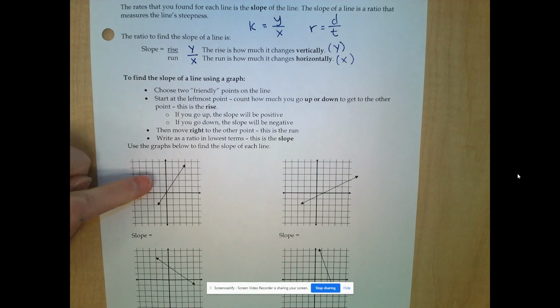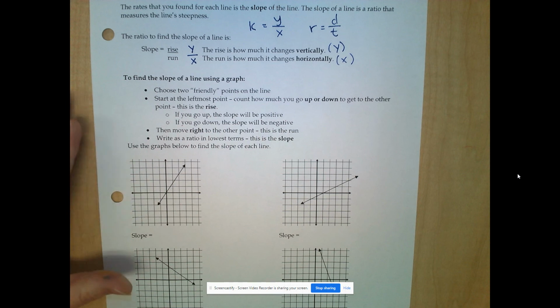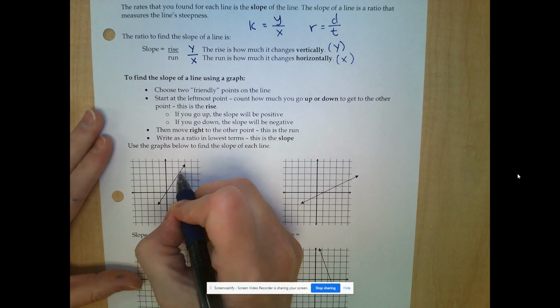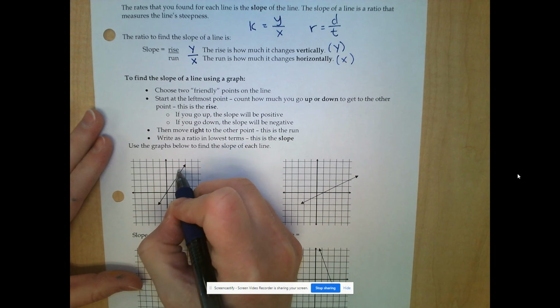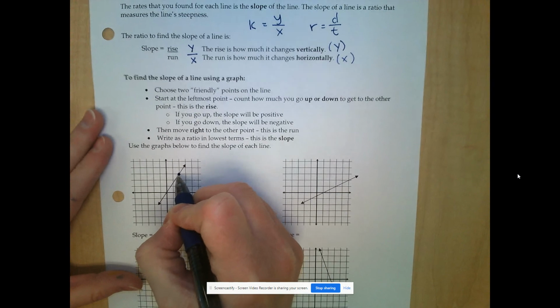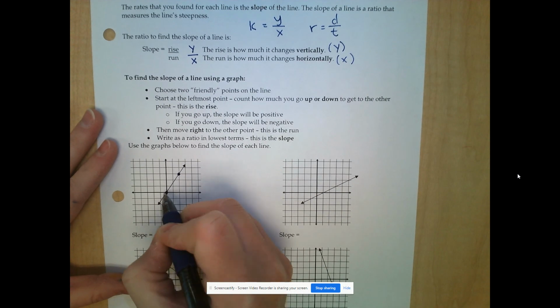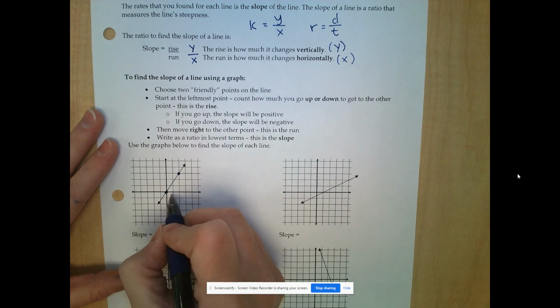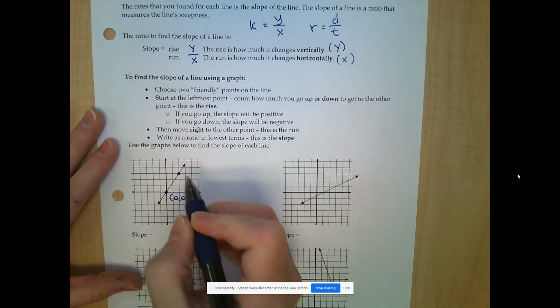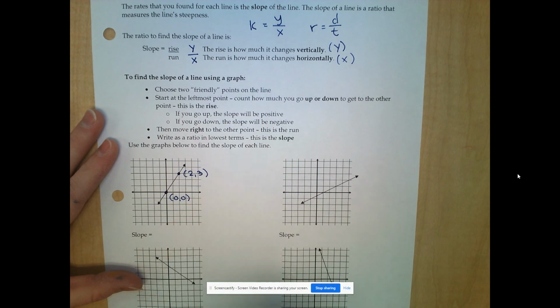So you'll notice that this line is just that. It's a line on a grid, and it doesn't have any coordinates labeled. So friendly points are going to be on the crosshairs. So this is a friendly point because it falls right on a horizontal and vertical intersection. Another one for this would be at 0, 0. So you might say 0, 0 is one of our friendly points, and 2, 3 is one of our friendly points.